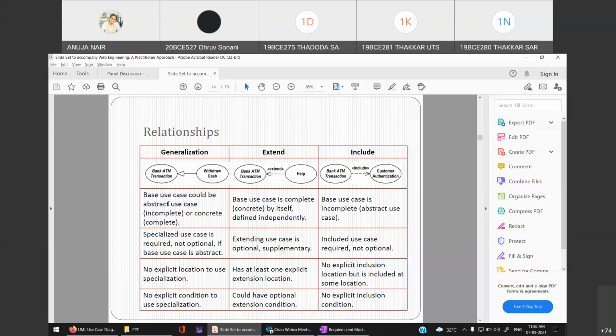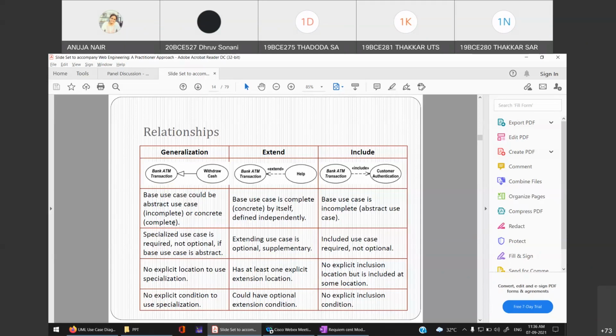So the base use case can be an abstract use case because it is incomplete, or it can be complete as well. In inheritance also, it might be concrete or it might be abstract. In case of abstract, you have to do inheritance, because the deriving classes will give the implementation. If the parent class is concrete, you can still do inheritance. So a specialized use case is required, not optional, if the base use case is abstract.